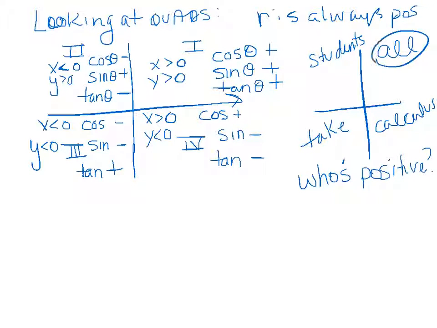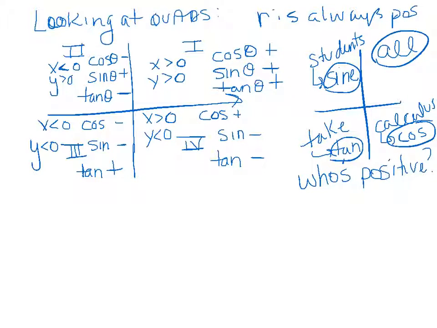So they're either all positive in the first quadrant, but in the second quadrant, the sine is positive. In the third quadrant, the tangent is positive. And in the fourth quadrant, the cosine of an angle will be positive. So that's a nice way to remember it. Seriously, it's not too hard to think about x's and y's either.